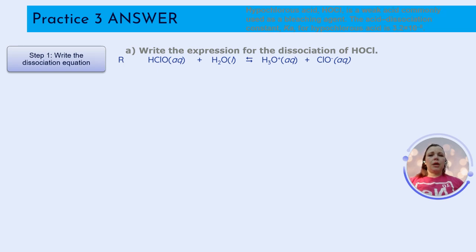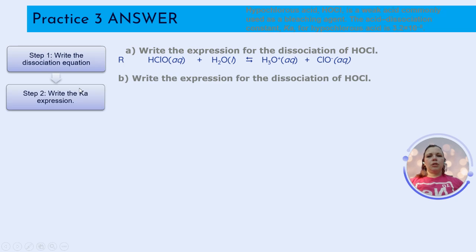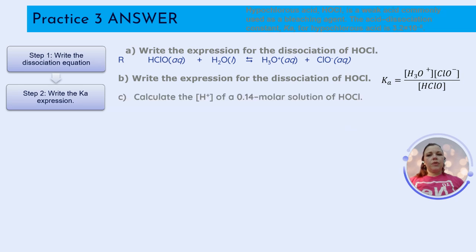We see it a bit more scaffolded now in the exam, as you see in this question. So part B of the question asks us to do step 2, which would be to write the expression for the Ka. So Ka is equal to the concentration of H3O plus times the concentration of ClO minus, all divided by the concentration of HClO.